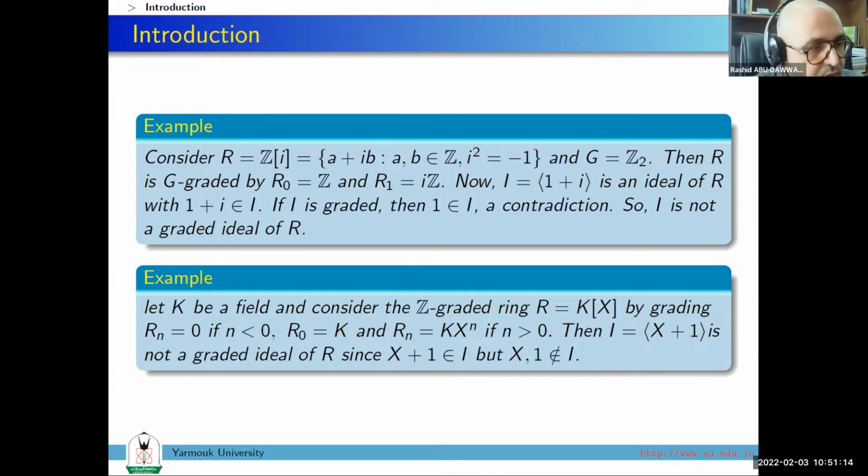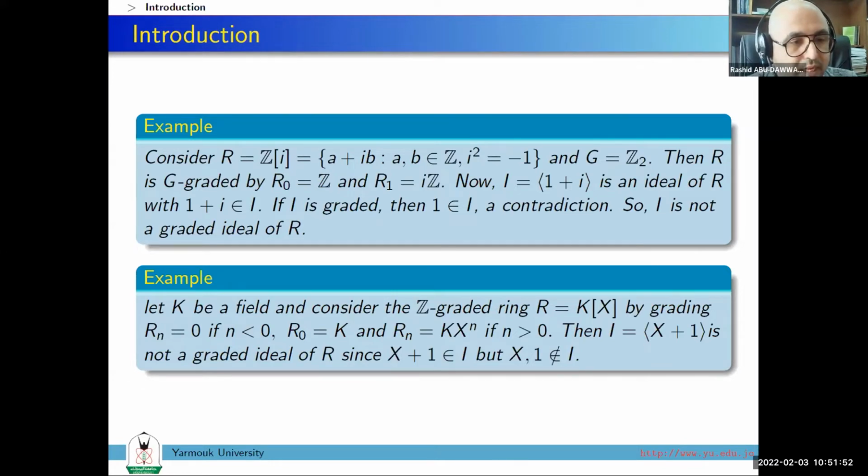Another example: we go to the ring of polynomials. We take K a field and the group Z of integers, and we take the ring of polynomials K[x], the ring of polynomials with coefficients from a field K. We make a graduation over Z, so we take R sub n equals 0 when n is negative, R_0 equal to the constants, and R_n equal to Kx to the power n when n is positive. In fact, this is called the standard graduation, or the usual graduation, of the ring of polynomials.